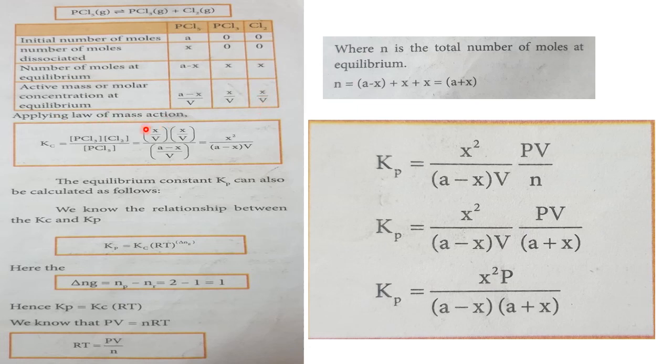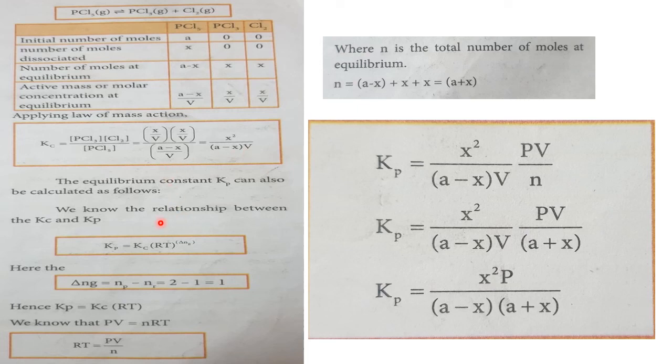Then applying the law of mass action, what is Kc for this equation? Kc is equal to product concentration divided by reactant concentration. So PCl3 concentration times Cl2 concentration divided by PCl5 concentration. For PCl3 you substitute the active mass, X by V, and for Cl2 also X by V, divided by the concentration of PCl5, A minus X by V. One V and this V cancel. So X square by V into A minus X, which we can write as X square divided by A minus X into V.